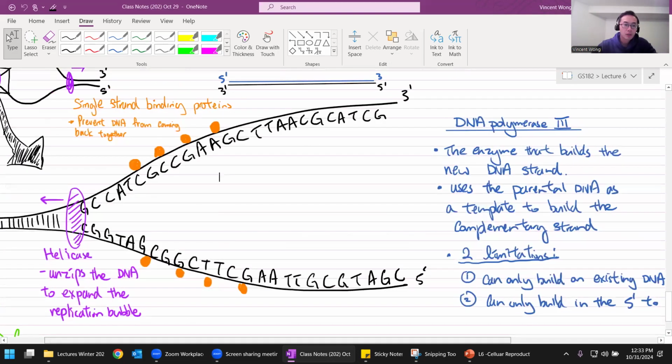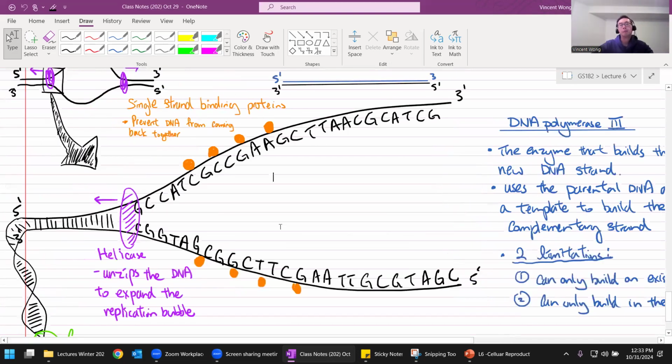We were learning about DNA replication, which is something that needs to happen before a cell divides, right? You need to copy all your genetic material so that you can ensure it gets passed on to the next generation, the next cell, right? Like if one cell splits into two, you want each of the daughter cells to have the same amount of genetic information.